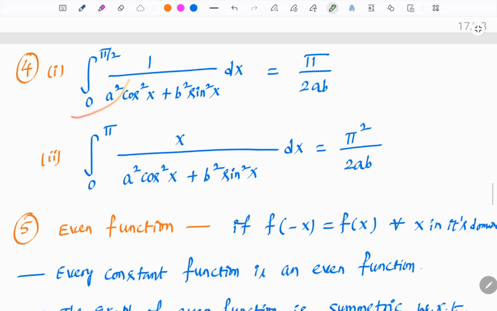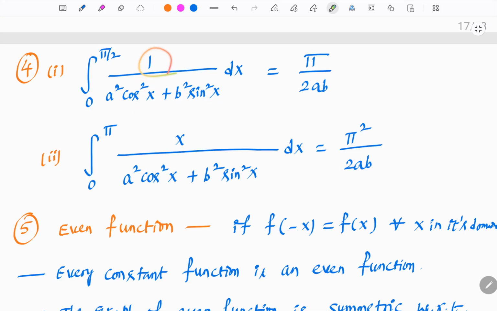Next, see shortcut trick 4. Now, in a definite integral, the lower limit is 0 and the upper limit is pi by 2. If in the denominator there is a square cos square plus b square sin square, or a square sin square plus b square cos square, then what is the fixed answer? Pi by 2ab. It is the first type.